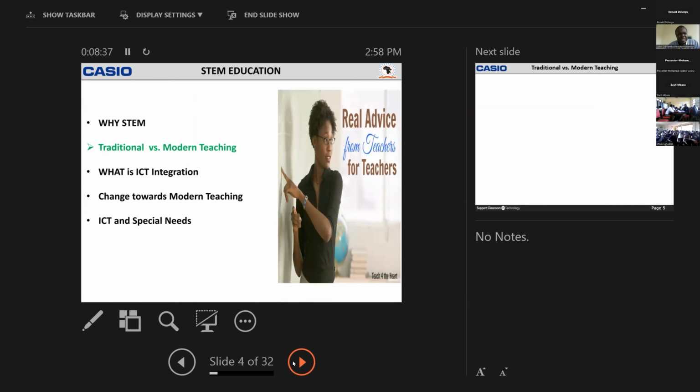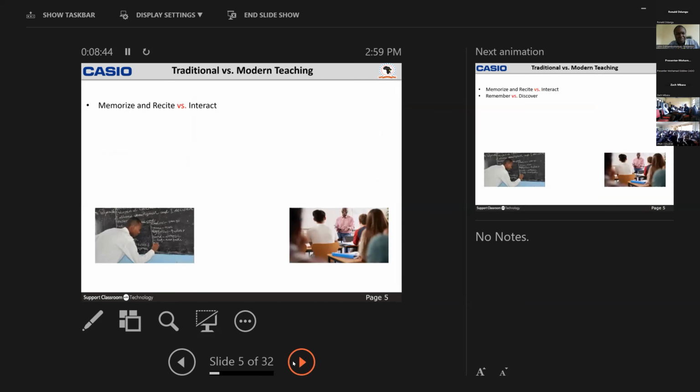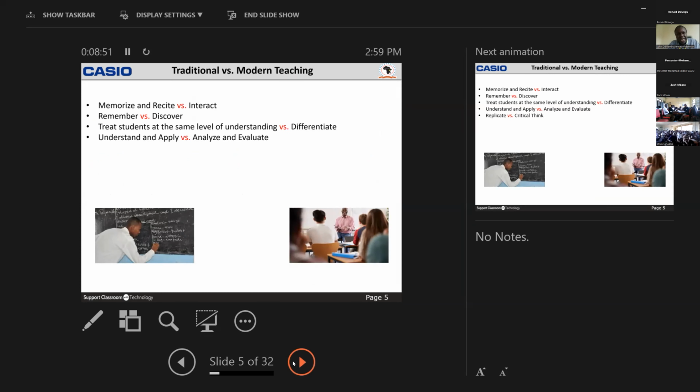So we want to look at the traditional versus modern teaching. When we talk of the traditional versus the modern teaching, we realize that traditionally teachers have taught learners to memorize and recite knowledge, versus the idea of interaction. We do know that in many of our systems in Africa, the examination bodies emphasize the way they ask questions: you either memorize or recite, to reproduce or regurgitate.